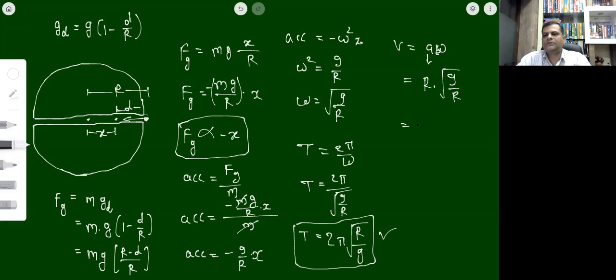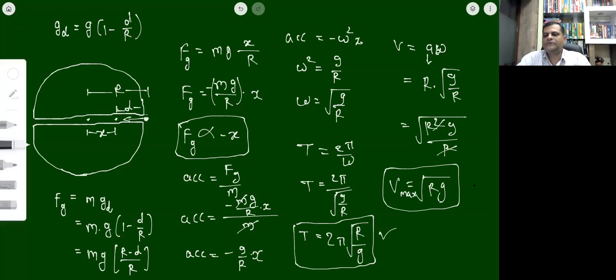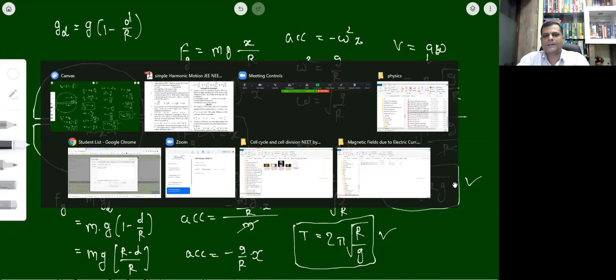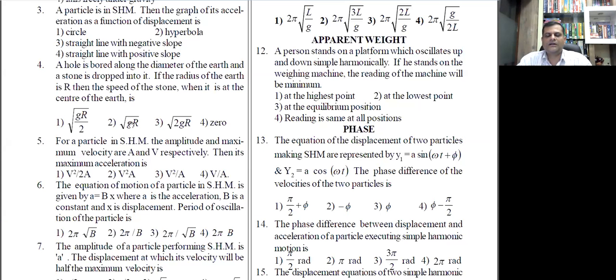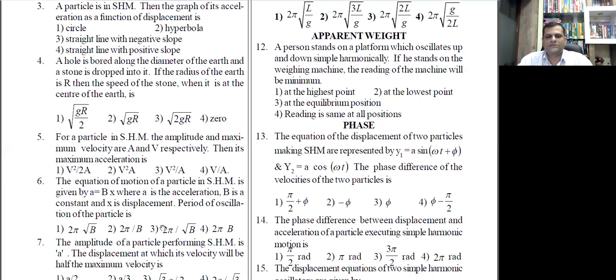So if we simplify this and take this r inside the square root sign, we get root of r square g upon r. So that r gets cancelled once, and we are left with root of rg. This is going to be the maximum velocity of the particle, that means the velocity of the particle when it reaches the center of Earth. Remember, yes. So it's root gr. So option B, or option 2, is going to be the correct option.